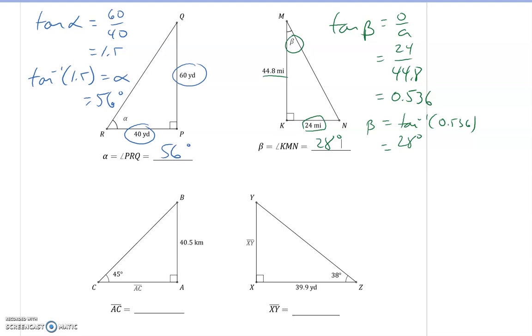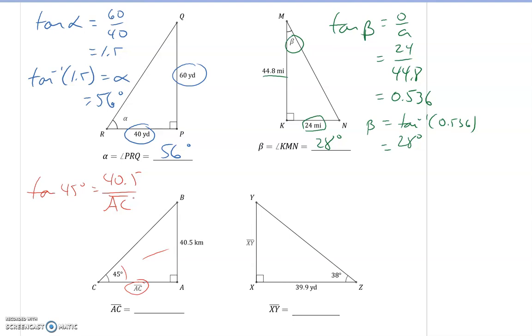Okay. All right, so let's try the next two. We're solving for sides again. So I'll start with this one over here. I'm looking for side AC right there. All right, so I got the tan of 45. So tan of 45 degrees is going to be equal to the opposite, which is 40.5, divided by the adjacent, which is line AC, which is what I'm looking for.